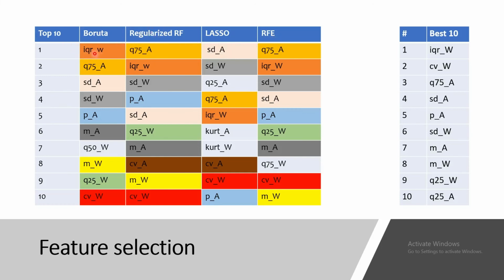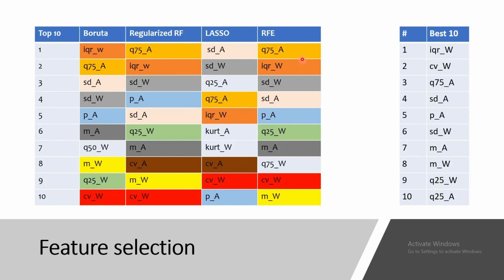For example, IQRW is one of the features. You can see that IQRW is chosen by Boruta as well as RRF, and also by LASSO and also by RFE. Then I would say that IQRW is one of my best 10 features. Likewise, you can see all the features that were chosen by each of the feature selection algorithms here, and then finally you can decide your best 10 features out of the top 10 features of each independent method.